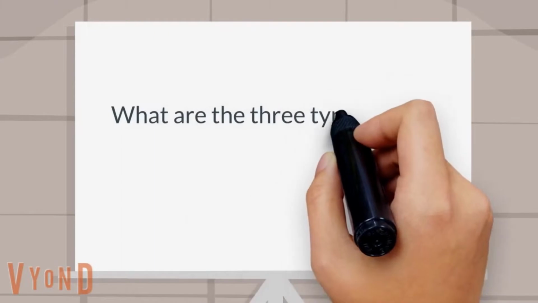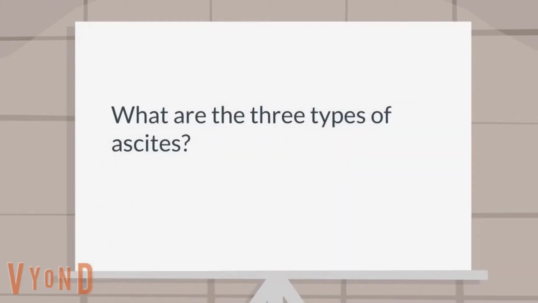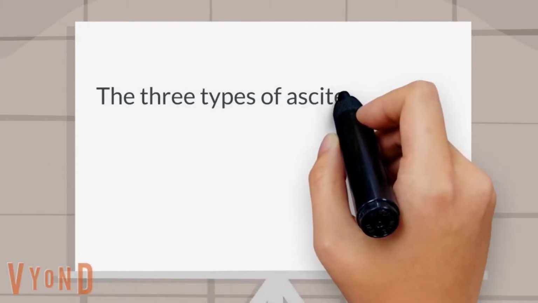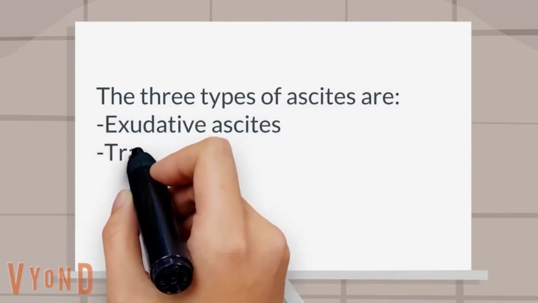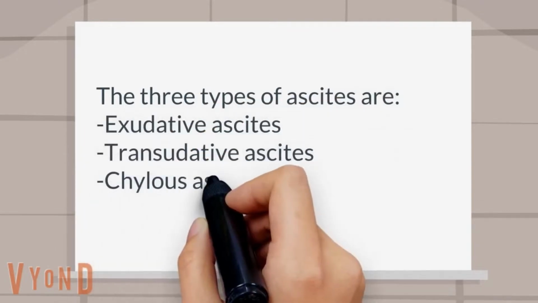What are the three types of ascites? The three types of ascites are exudative ascites, transudative ascites, and chylous ascites.